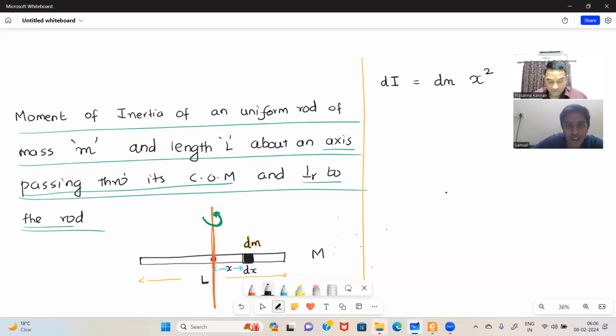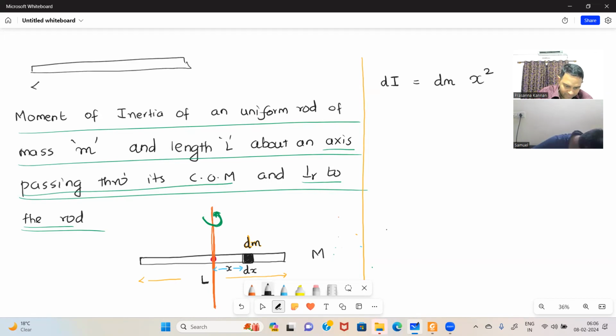Now listen. For this much length, the total mass is M, total length is L. For this small piece, what is the mass? dm. What is the length? dx. So won't the ratios be the same? 20 divided by 10, that is 2 kg divided by 1 meter. Will it not be the same as 2 kg per meter?